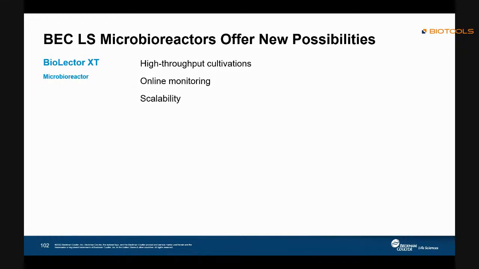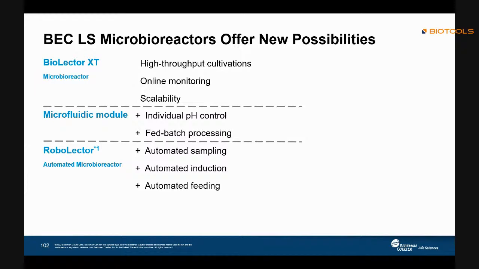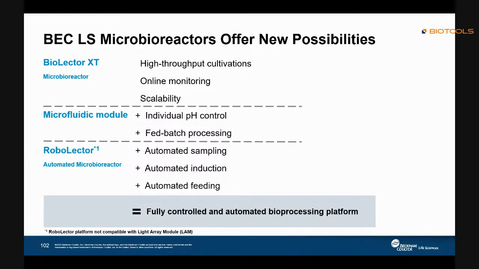And with an option, which is the microfluidic module, you can add individual pH control or feedback processing, so that we can do DO-triggered feedback measurements, or control the pH of the cultivation. And even more, with the BioLector, we can help you additionally automate the sampling, the inductions, and the feeding, so that, generally speaking, it is equal to a fully controlled and automated process platform.